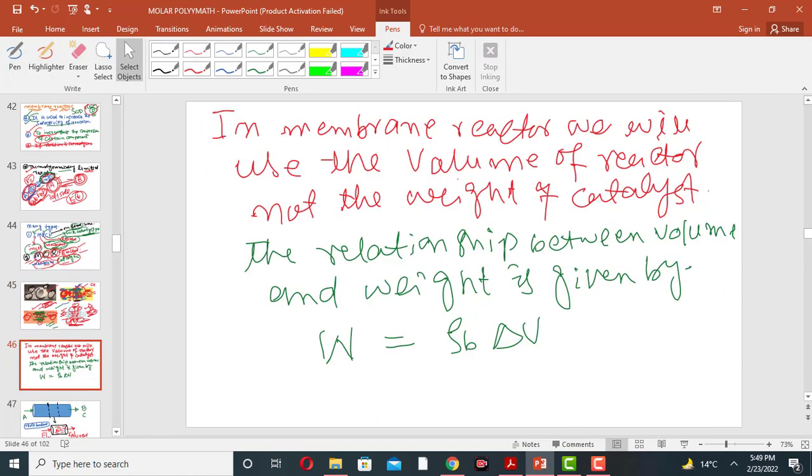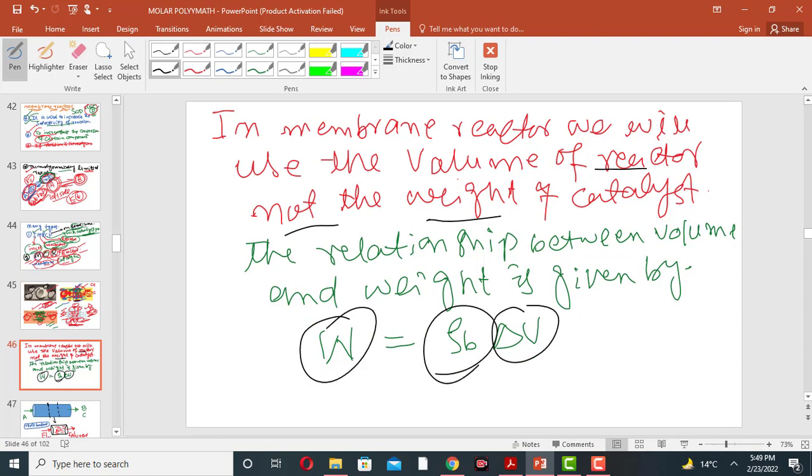Now, in a membrane reactor we will use the volume of the reactor, not the weight of catalyst. The volume and weight are related by the density of the catalyst. The bulk density of the catalyst particle is rho B. So the weight of catalyst is equal to density times volume of reactor.